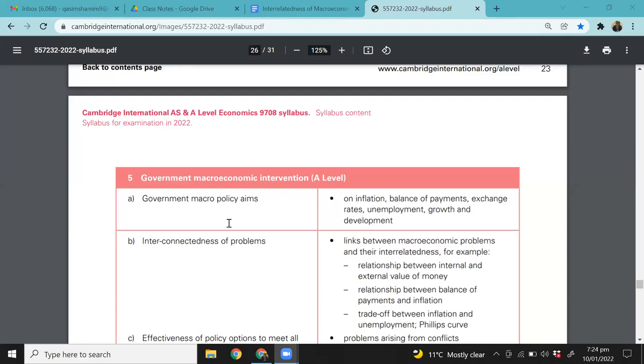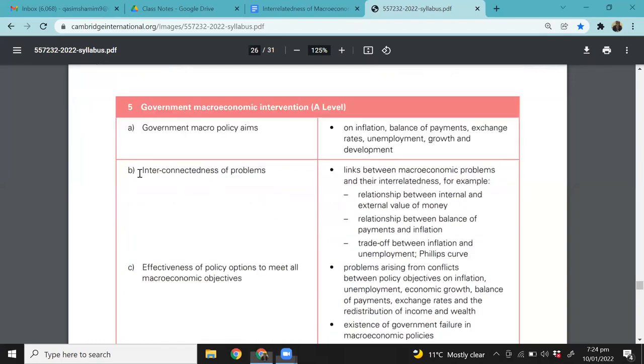Right? So today we are starting off with Unit 5 of A2 Economics, which is inter-government macroeconomic intervention, and interconnectedness of macroeconomic policies or macroeconomic problems. Okay, now think about this. What is this unit about? Let me give you a little bit of an overview, and then we'll discuss each one of these points one by one.